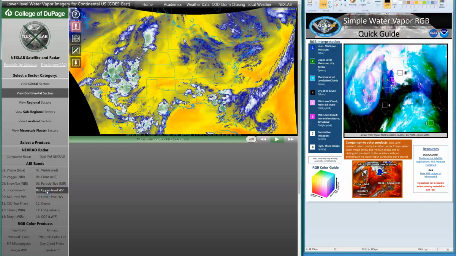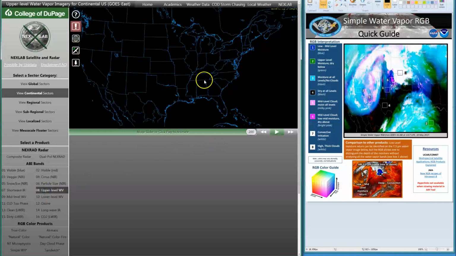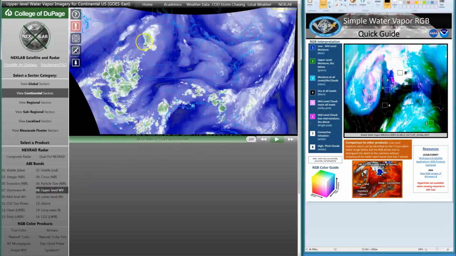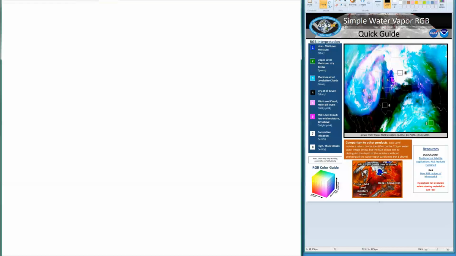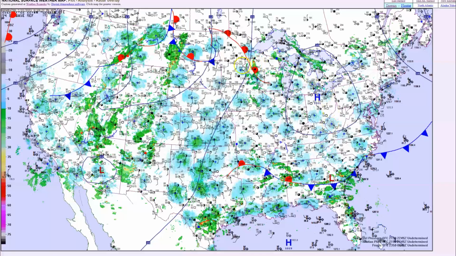Upper level water vapor channel is going to show the same kind of thing. Lots of convection here in the desert southwest with our monsoon starting, and a stalled out cold frontal boundary here. Let's move into the national map here and see if we can get this up. At the surface, we have the shower and thunderstorm activity scattered about the west, the Gulf, the desert southwest, and into the upper Midwest.